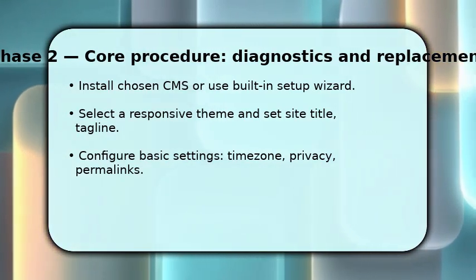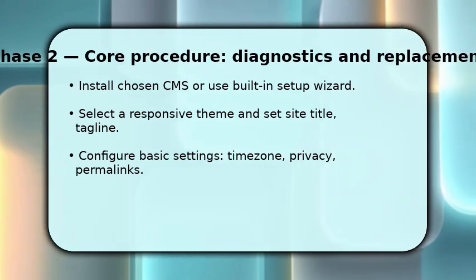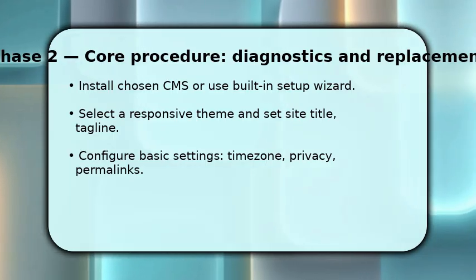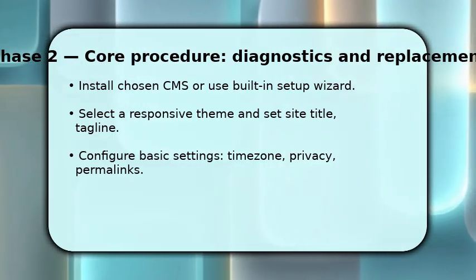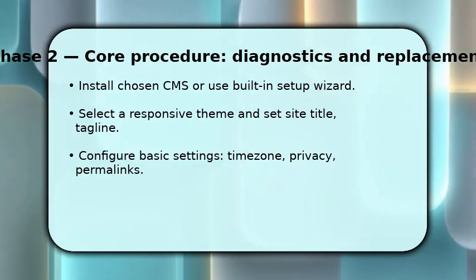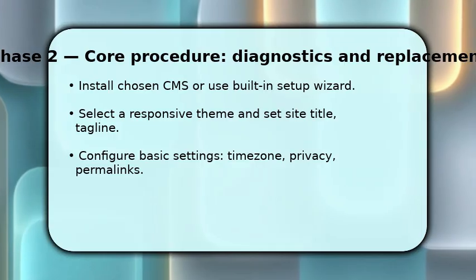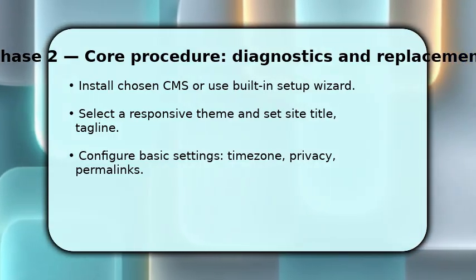Install the CMS or complete the platform wizard, and then apply a responsive theme so the site works on mobile. Set your site title, tagline, and upload a logo or placeholder. These establish branding immediately. Make sure to adjust time zone, language, and permalinks for SEO-friendly URLs.